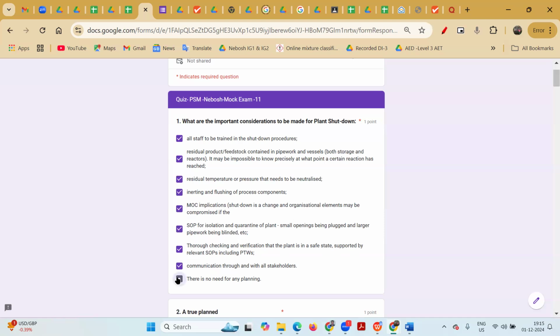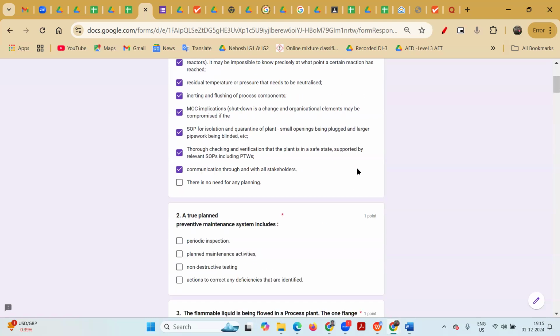So this last one is not the correct answer, because we required the important considerations. These are the parameters or points we need to consider while planning the shutdown of the plant. Then we will see the next question.